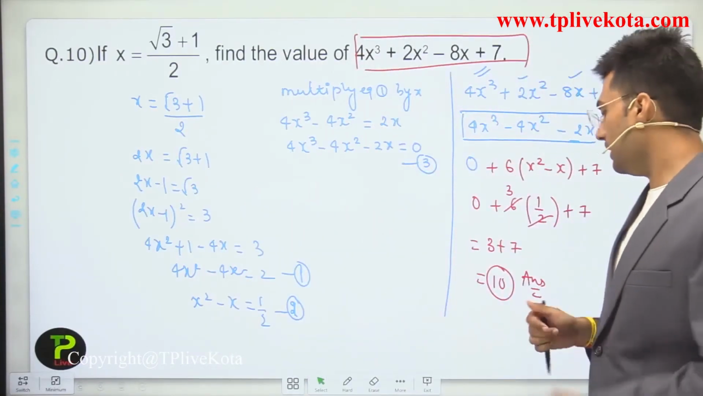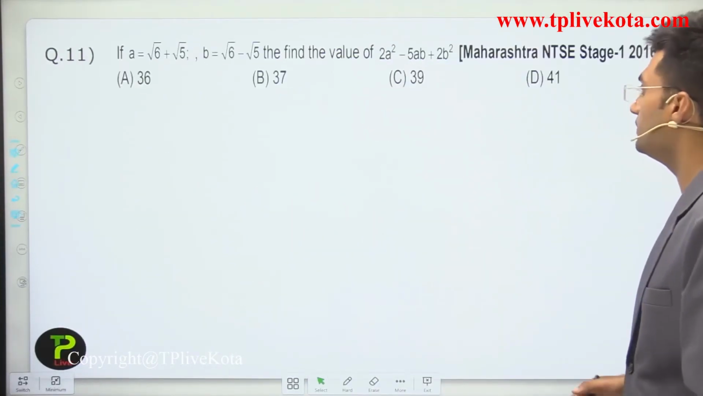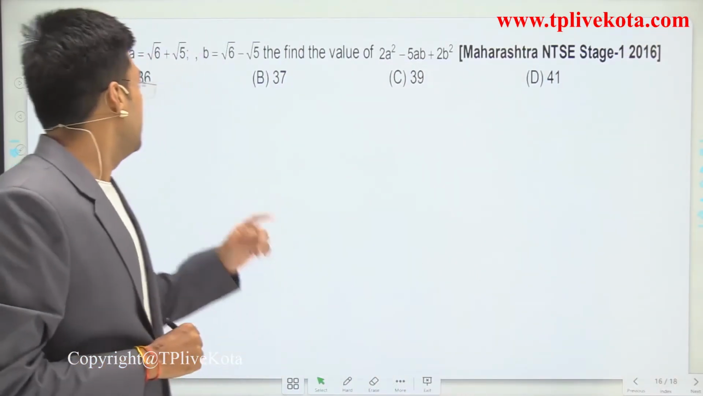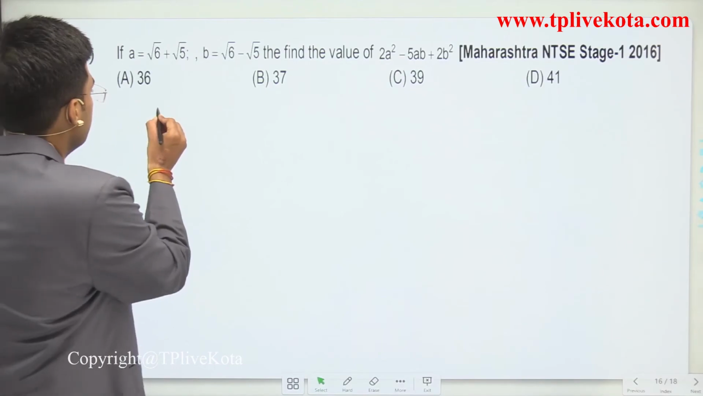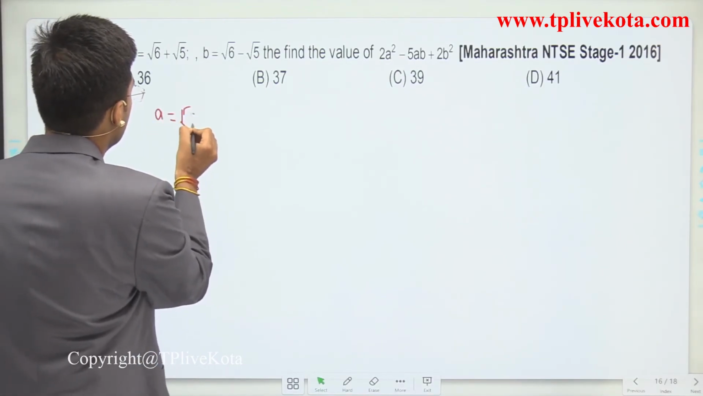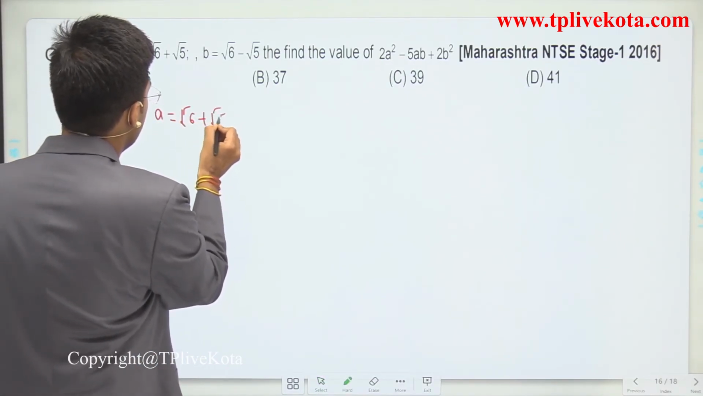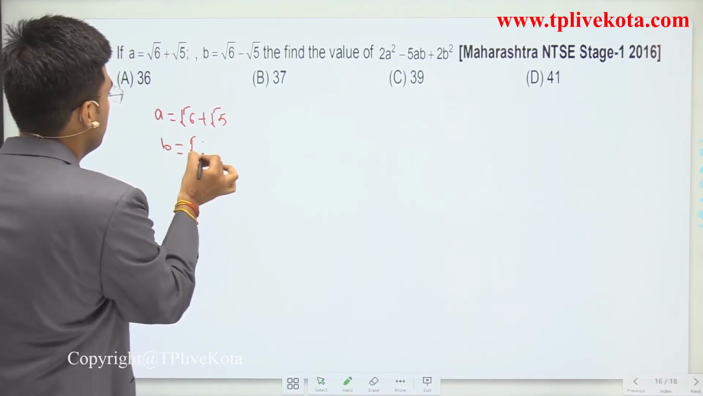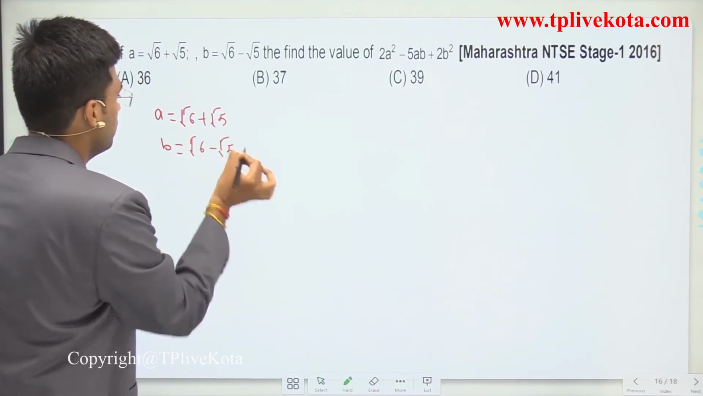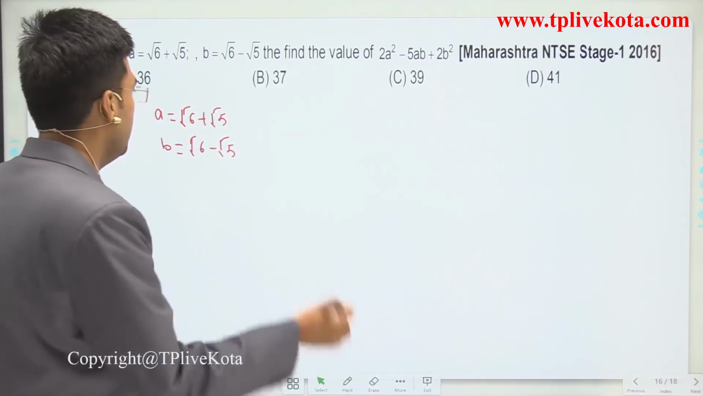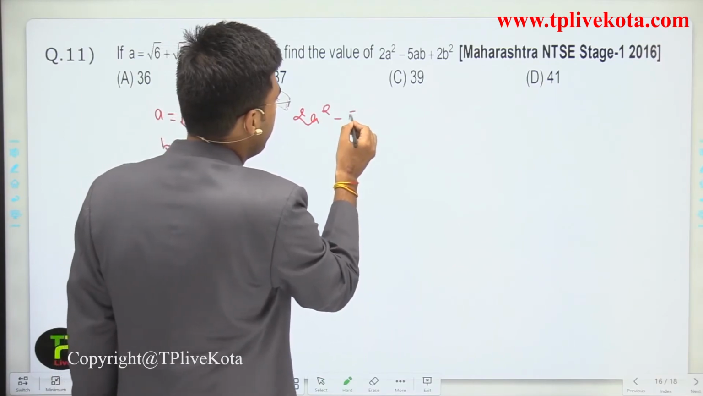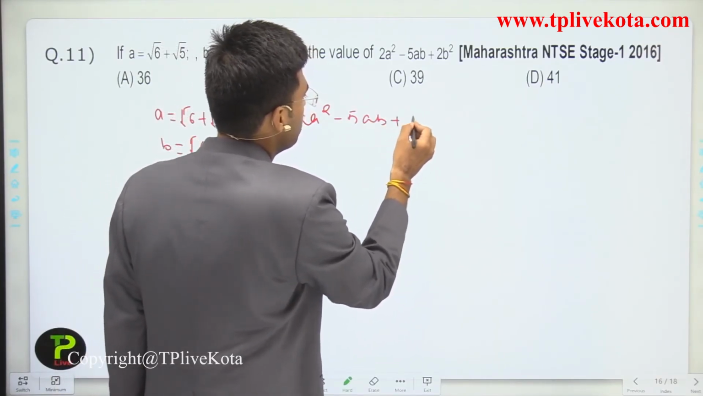Now come to the next question. The next question is: a is equal to root 6 plus root 5 and b is equal to root 6 minus root 5. Clear? Now we have to find the value of 2a square minus 5ab plus 2b square.